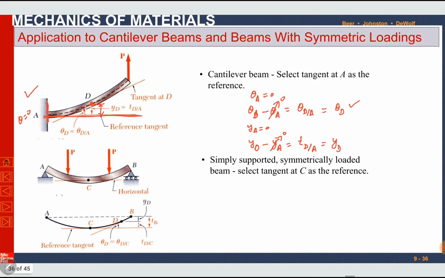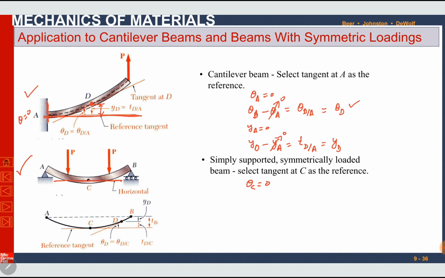We can find tangential deviation, slope, and deflection at any point. Similarly, in simply supported beams, specifically those with symmetric loading, we know that at the midpoint we have maximum deflection. Here at point C we have maximum deflection, and at maximum deflection the slope of the tangent must be 0. So we know that at point C theta is 0.